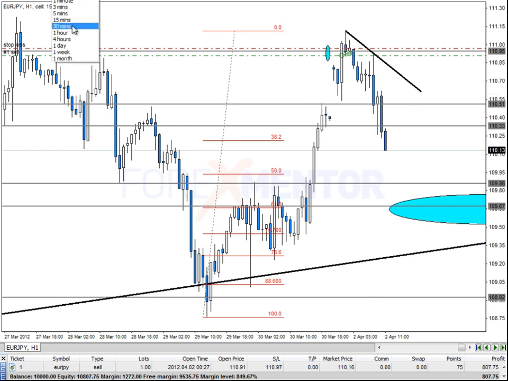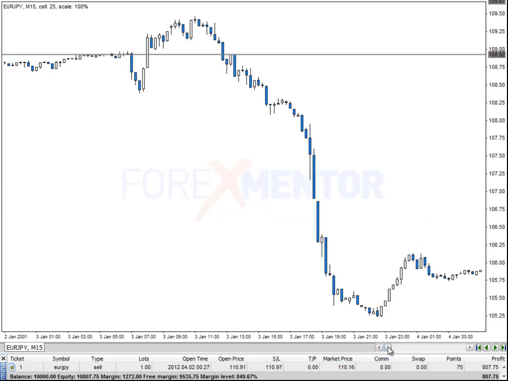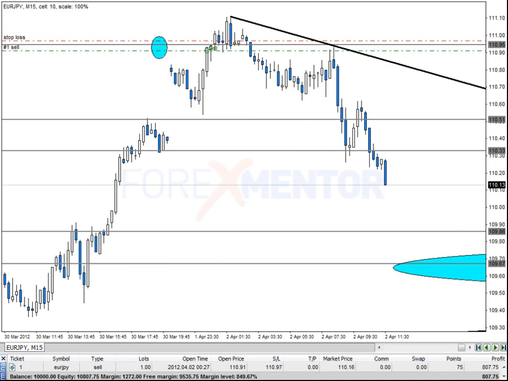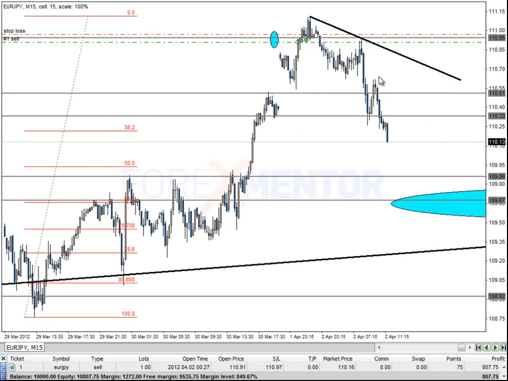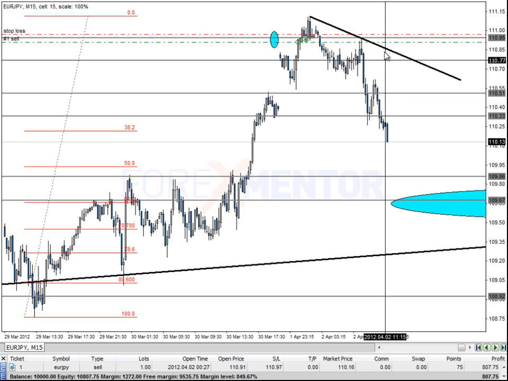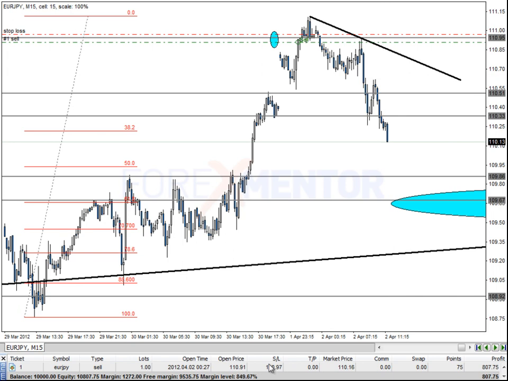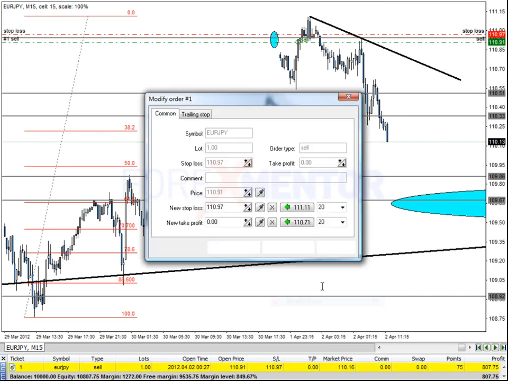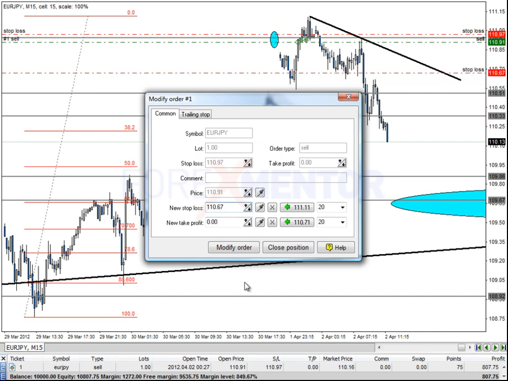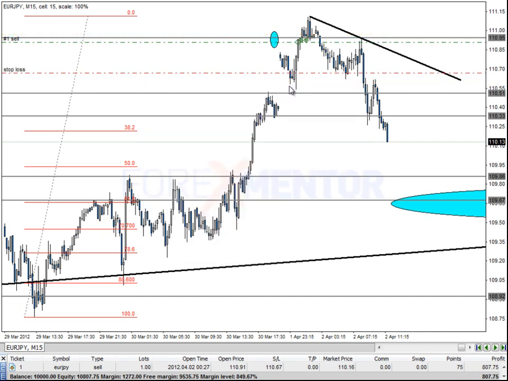So I'm going to move the stop down now. Lock some profit in on this trade. We're up 75 pips. So you see this high here. We'll move the position stop down to, let's call it, 67. Modify. Okay, so we're locking some profit in on the trade.